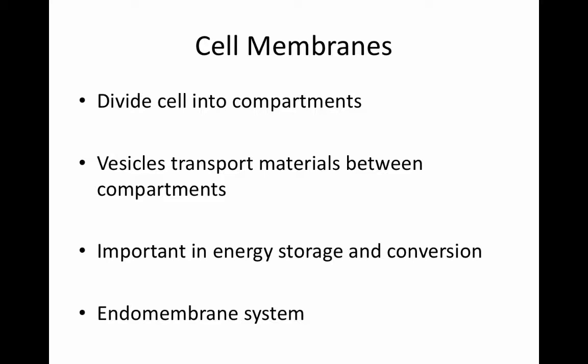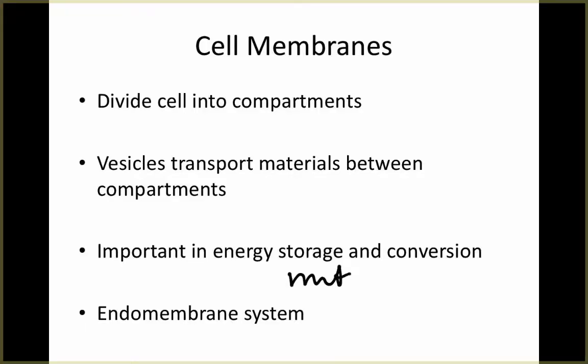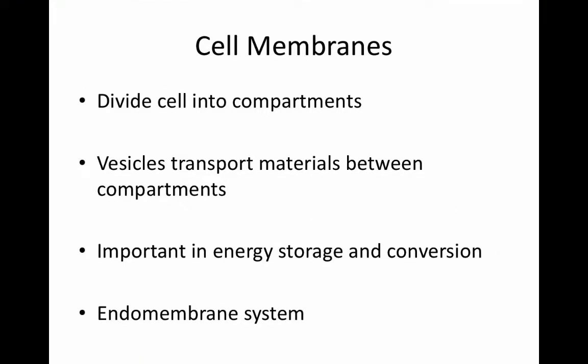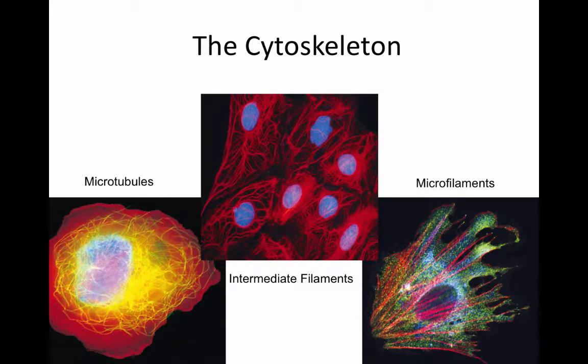They're important in storing energy and conversion of energy, because when we talk about the mitochondria, the enzymes for energy are located in the membrane. And then they're important in what's called the endomembrane system. So now, right underneath the cell membrane is the cytoskeleton, and it's made up of 3 different fibers.